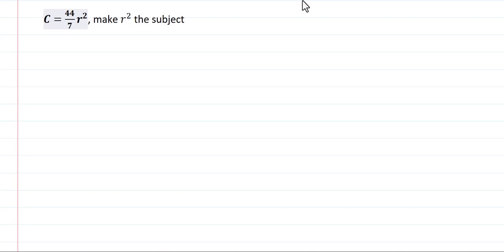This question is very tricky. Pay attention to the instruction. It didn't say make R the subject. It said make R squared the subject. So to do that, we have to divide both sides.